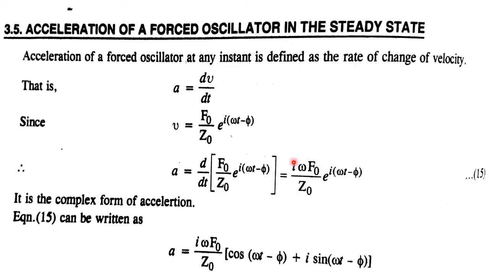Again it is a complex quantity, which can be written in the form of cosine and sine functions. That means when I write the exponential in the form of sine and cosine, I will get cos of omega t minus phi plus i sine of omega t minus phi. When I introduce this i inside, I will get the real part as minus omega f naught upon z naught sine of omega t minus phi.